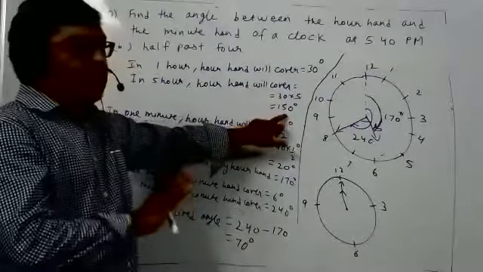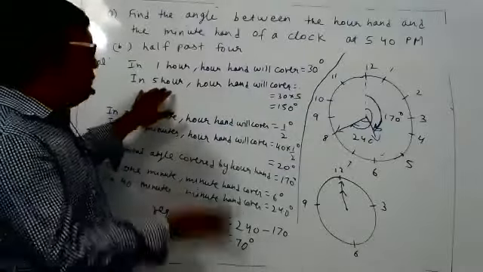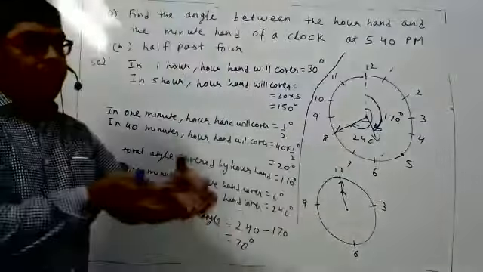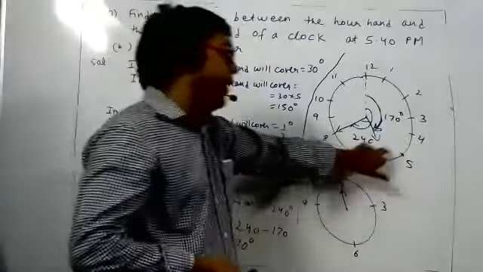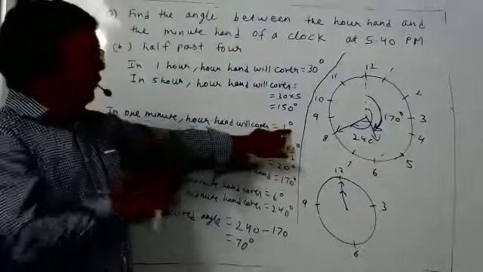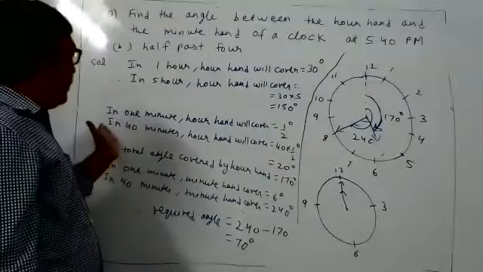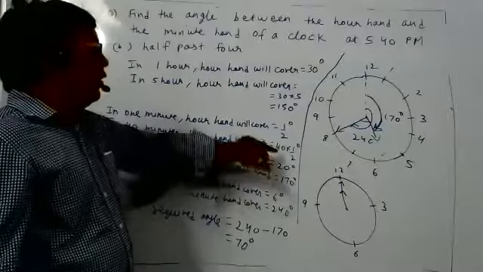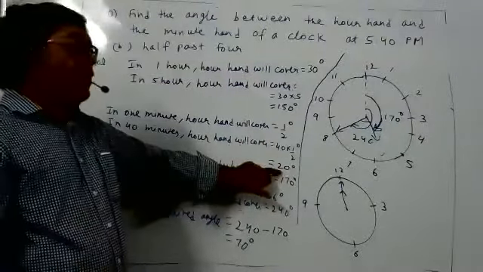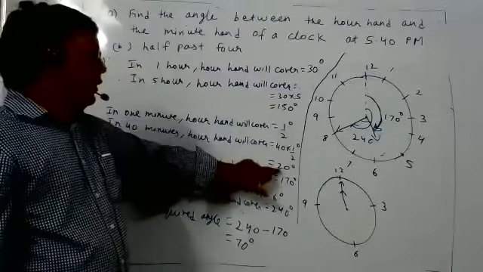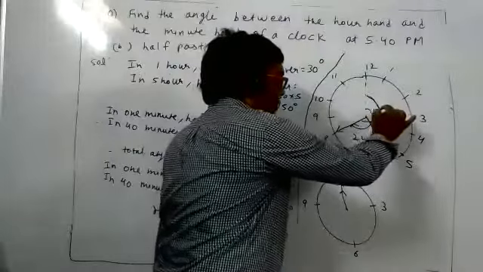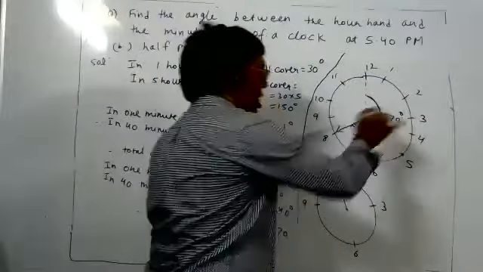But the hour hand is not moving only 5 hours, it is also moving 40 minutes, because the time is 5:40. So for 40 minutes also, the hour hand will move a little ahead of 5. In 1 minute, the hour hand covers half a degree, as I have given you before. So in 40 minutes, it covers 40 into half, that is 20 degrees. The total angle covered by the hour hand is 150 plus 20, that is 170 degrees.